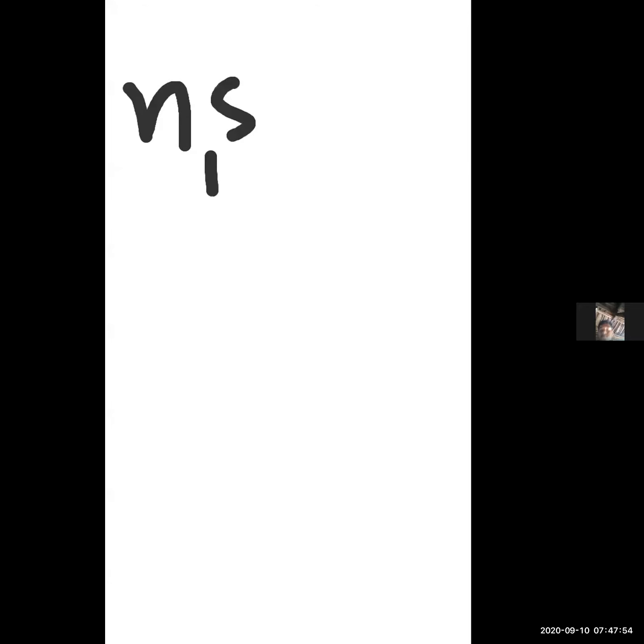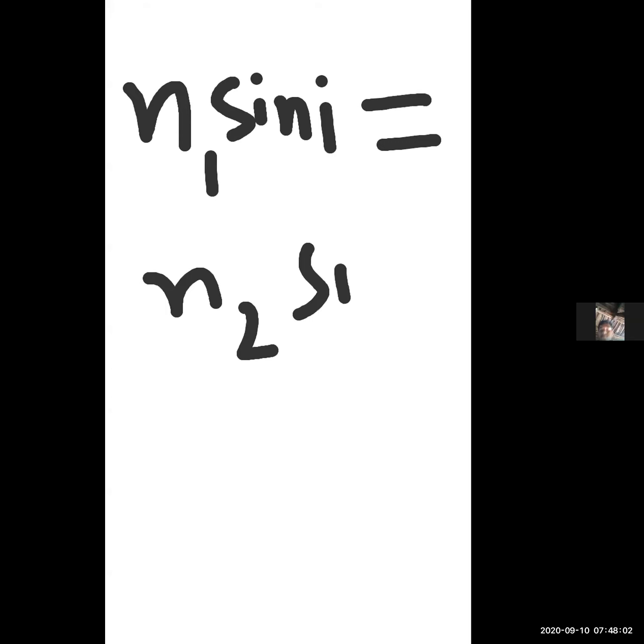N1 sin I equal to, write it next to that, I will write it below my place. N2 sin R. This is Snell's law. N1 sin I is equal to N2 sin R.